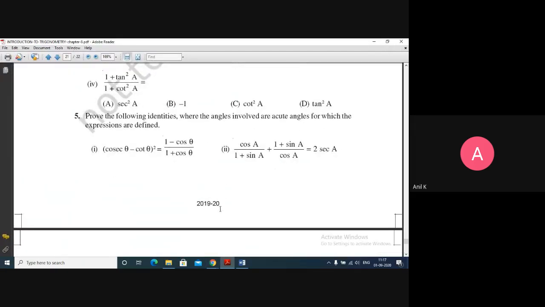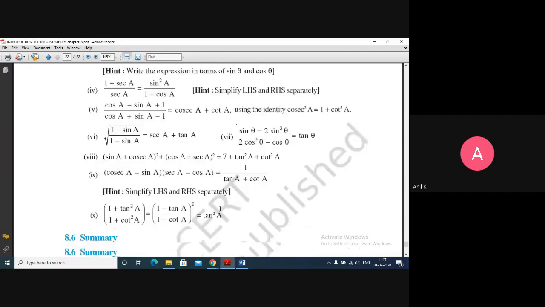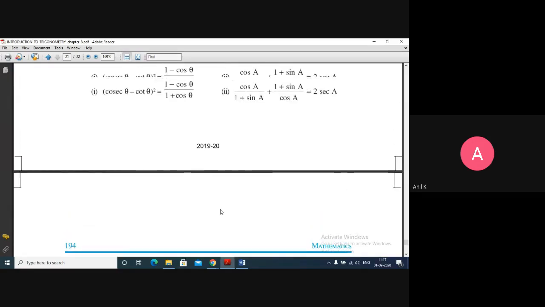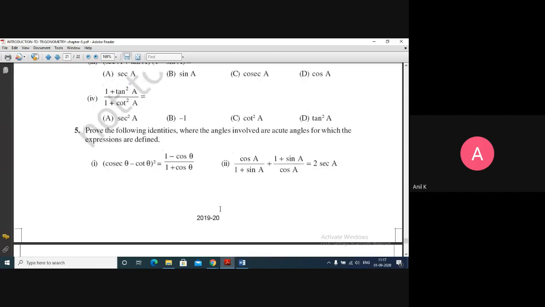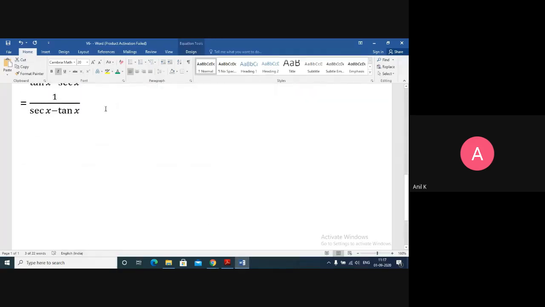Now what do we have? Fifth question. There are 10 sub-questions in the fifth question. We'll solve a few, and a few I'll give as homework. I solved the first question. These are all very easy, but I think there are two or three questions where we may feel difficulty. We are going for the fifth.